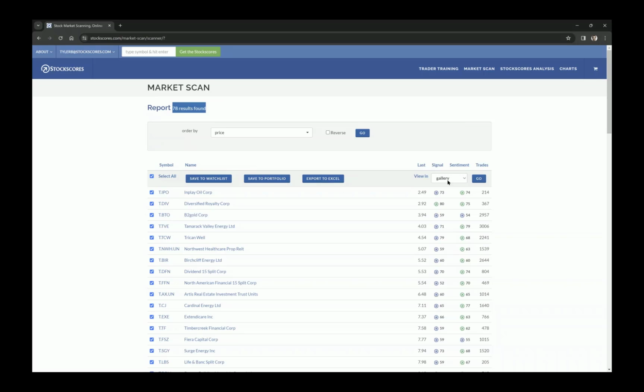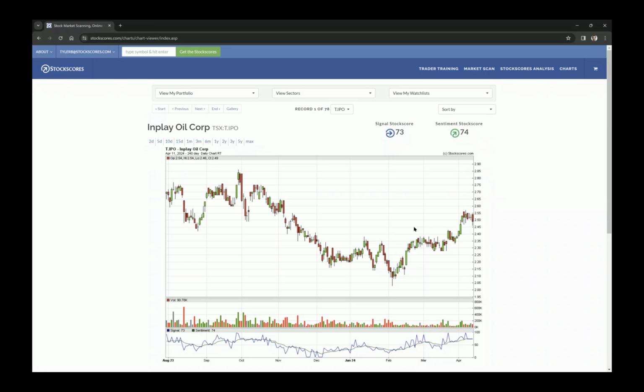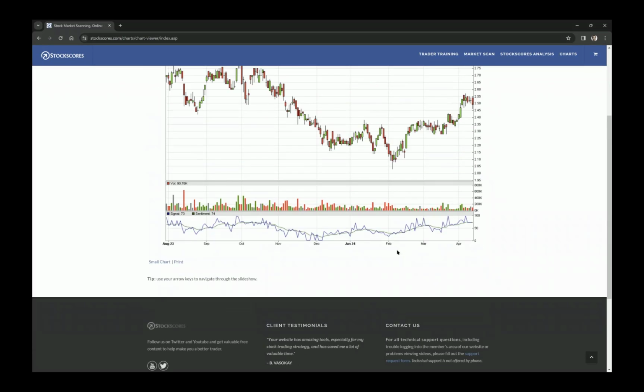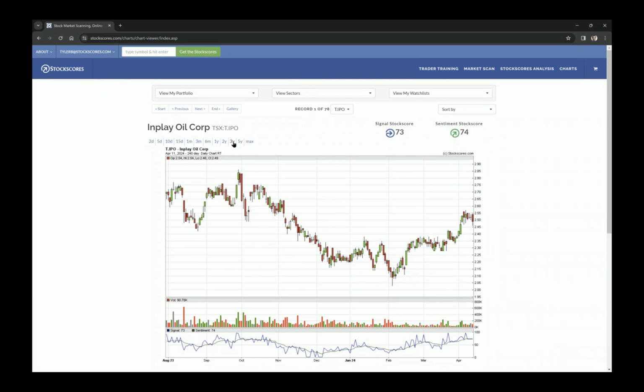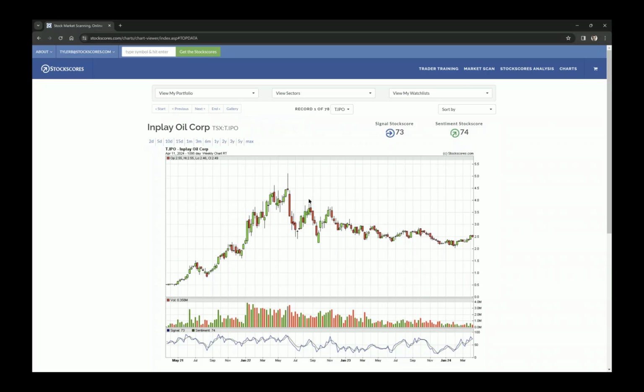But we ran a little basic scan, and then we look at the charts to see if they have a good chart pattern. So first up is this in-play oil. Let's look at a 3-year chart of this stock. I can see that it is breaking its downward trend line from a rising bottom. It just broke out last week.